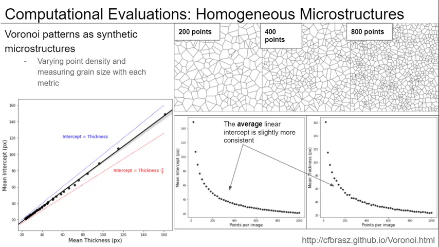So I varied the point density, and I took a look at how each metric described the size of each grain. The linear intercept method had averages that are more consistent over varying point densities, but something interesting is they're both pretty darn good. On the left, there is a graph that correlates mean thickness of each sample with the mean intercept value of each sample, and they definitely follow a linear correlation that is greater than that expected for a circle, but less than a one-to-one correlation.